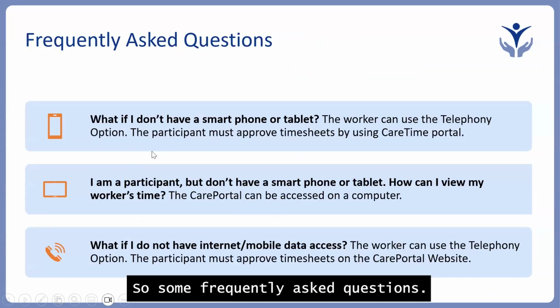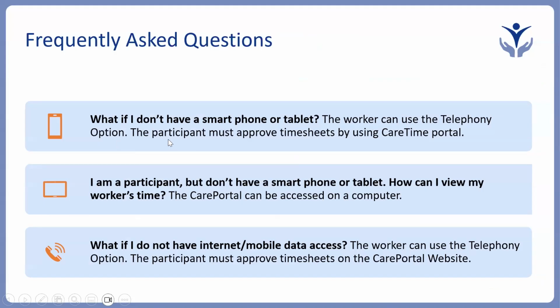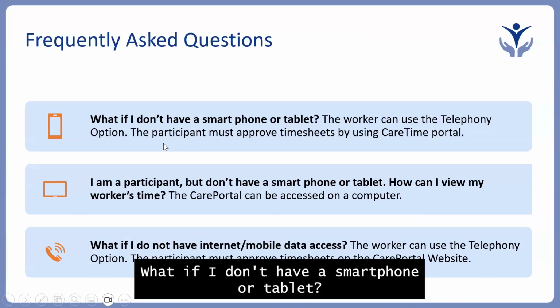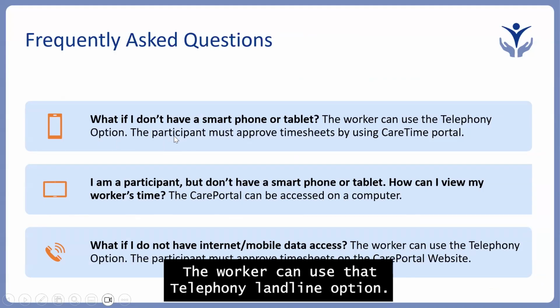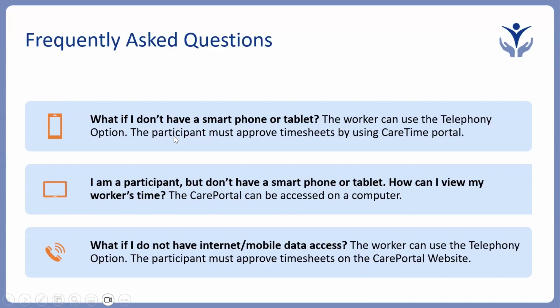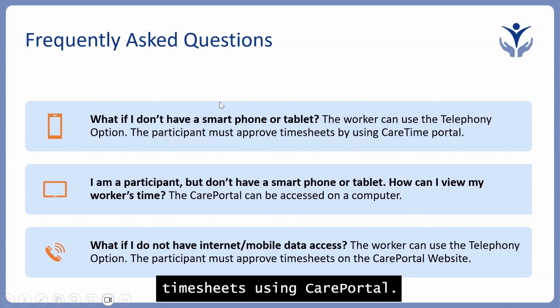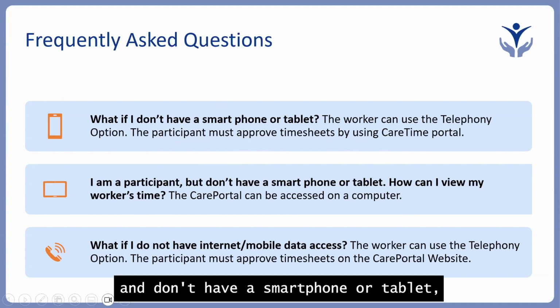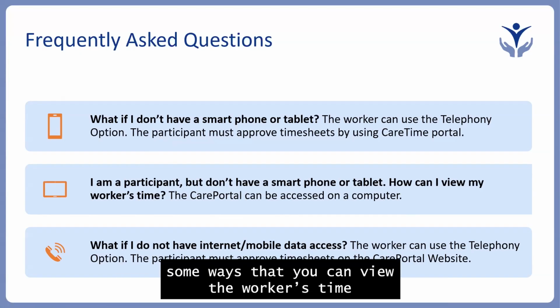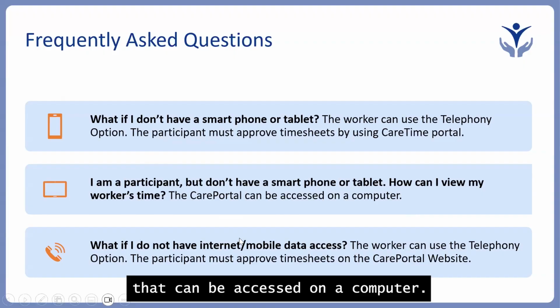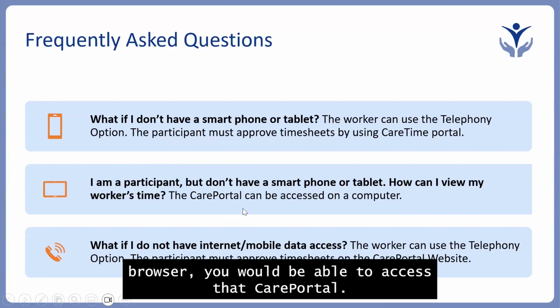So some frequently asked questions. What if I don't have a smartphone or tablet? The worker can use that telephony landline option. The participant would still approve timesheets using Care Portal. So if you are a participant and don't have a smartphone or tablet, some ways that you can view the worker's time can be accessed on a computer. So any device that has an internet browser, you would be able to access that Care Portal.